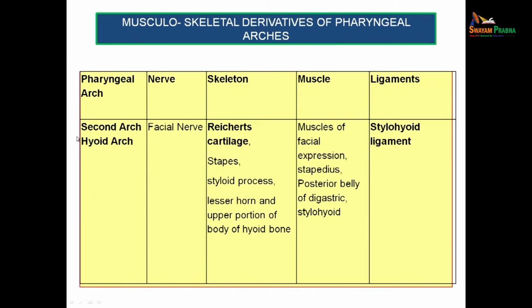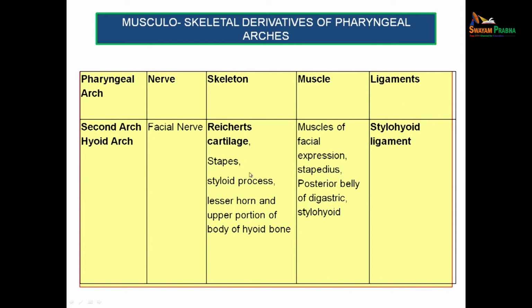So we will move on to the second arch derivatives. Second arch is otherwise known as the hyoid arch, and the nerve supply of this arch is mainly the facial nerve. The skeletal framework: at first you get Reichert's cartilage in this region, which will later ossify to form the stapes, the styloid process, the small horn and the superior portion of the hyoid bone.